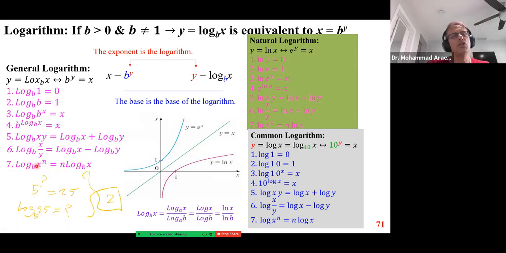So take a look at the general form. Y is log x base b, b to the power of y is x. So log 1 base b is 0. That means when the argument of log is 1, we always get 0. Number 2, log b base b is 1. When the argument and the base are the same, the answer is 1. Numbers 3 and 4, log base b of b to the power of x is x. B to the power of log x base b of b is x. That means logarithmic functions and exponential functions undo each other. They are inverse functions.